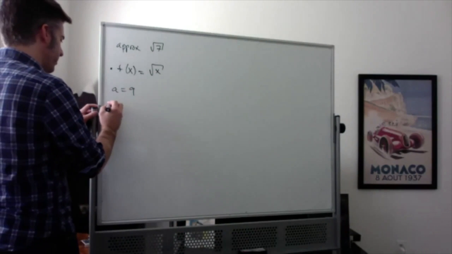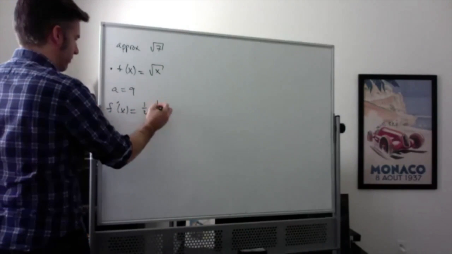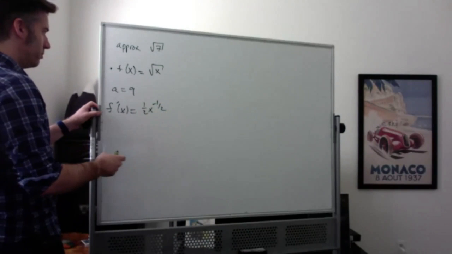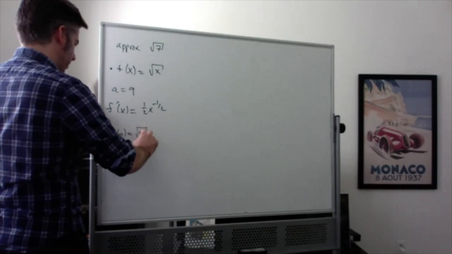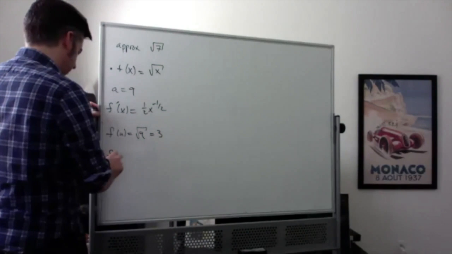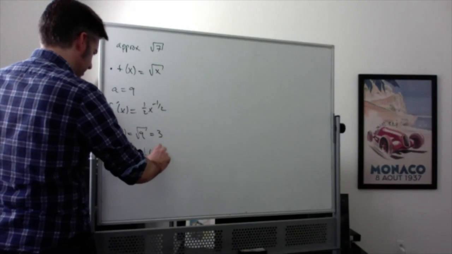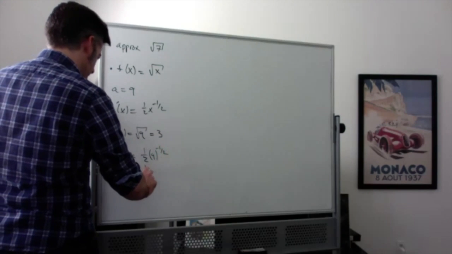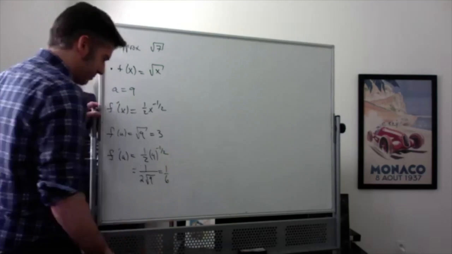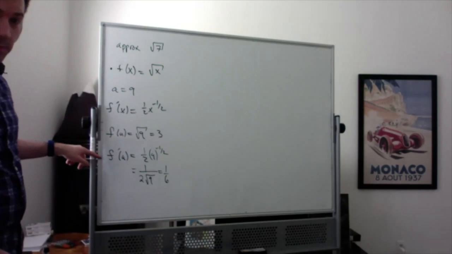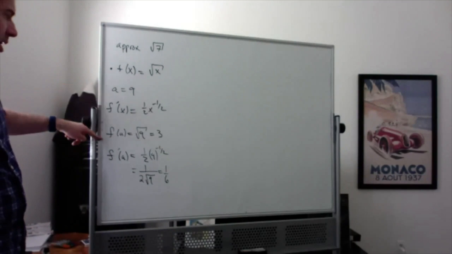So then our derivative, f prime of x, is 1/2 x to the negative 1/2. And then I need f of a, which is the square root of 9, which is 3, and f prime of a, which is 1/2 times 9 to the negative 1/2, which is 1 over 2 times the square root of 9, which is 1/6. There's my slope of my tangent line, and my point is x is 9 and y is 3.